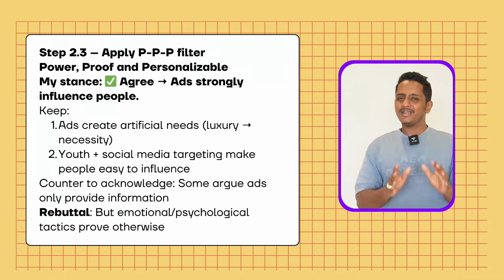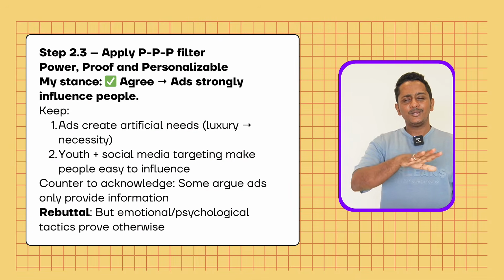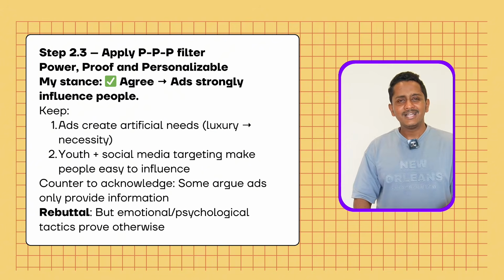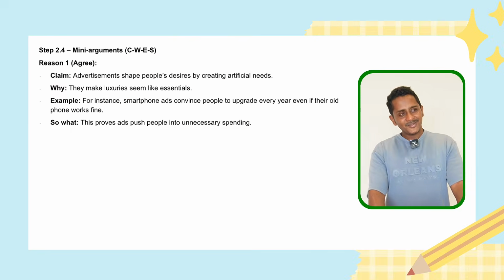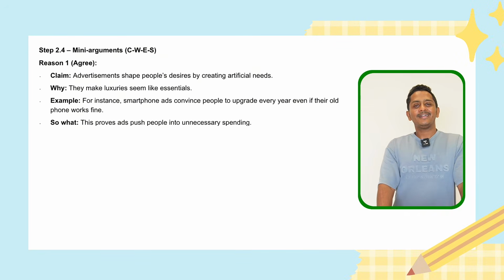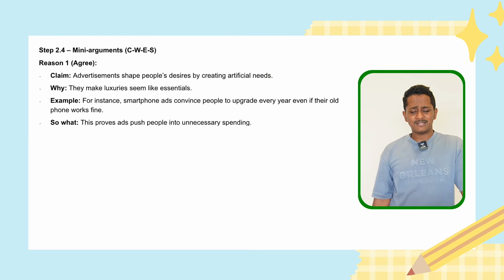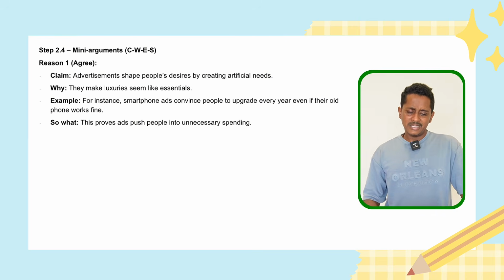Guys, getting it? For anything, if you want to really prove it, you take the other side and disprove it. This side automatically wins because the other side already failed. That is what this counter argument and rebuttal is all about. Many arguments, CWES: claim, why, example. So what? Advertisements shape people's desires by creating artificial needs.